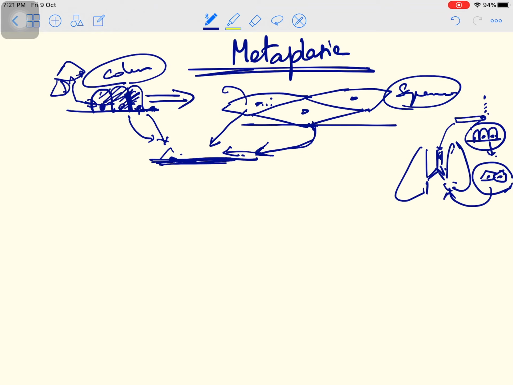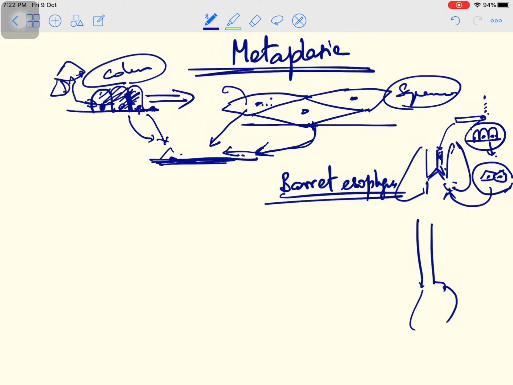Now there are instances where the squamous epithelium is replaced by columnar. That is seen in the lower end of the esophagus, in a condition called Barrett esophagus. Suppose this is the esophagus, and the lower end of the esophagus meets the stomach. Here there will be acid reflux happening. The squamous epithelium is not equipped to withstand this acidic pH, so it gets replaced by an intestinal type of epithelia. That is Barrett esophagus.